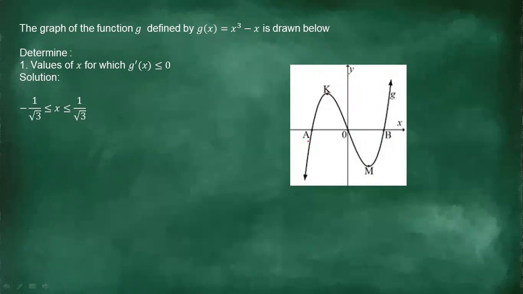Now, you can see it's g prime, so that is the derivative of a cubic function. And then it's going to give us a quadratic. Now, because we want where g prime of x is less than or equal to 0, it must be below the x-axis.